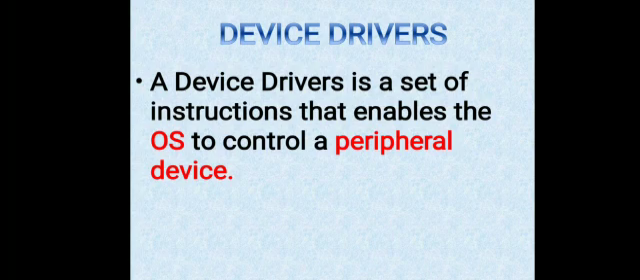A device driver is a set of instructions that enable the OS, means what? Operating system, to control the peripheral devices. So this one is what? Used to control the peripheral devices, called device driver. Okay, what is meant by peripheral components? Yes, mouse, monitor, keyboard, printer, scanner, hard disk. These are all the peripheral devices.